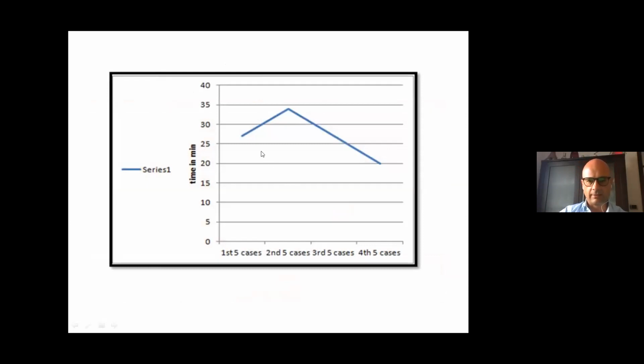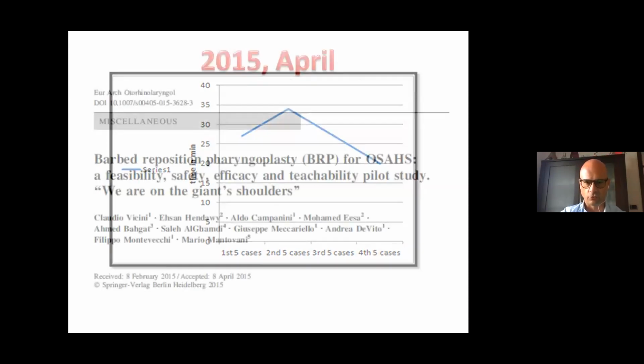About the time of the procedure, within 10 or 15 cases, the time is less than 20 minutes. It's really a very fast procedure. It's not difficult. You have to understand some steps, but it's an easy and fast procedure.